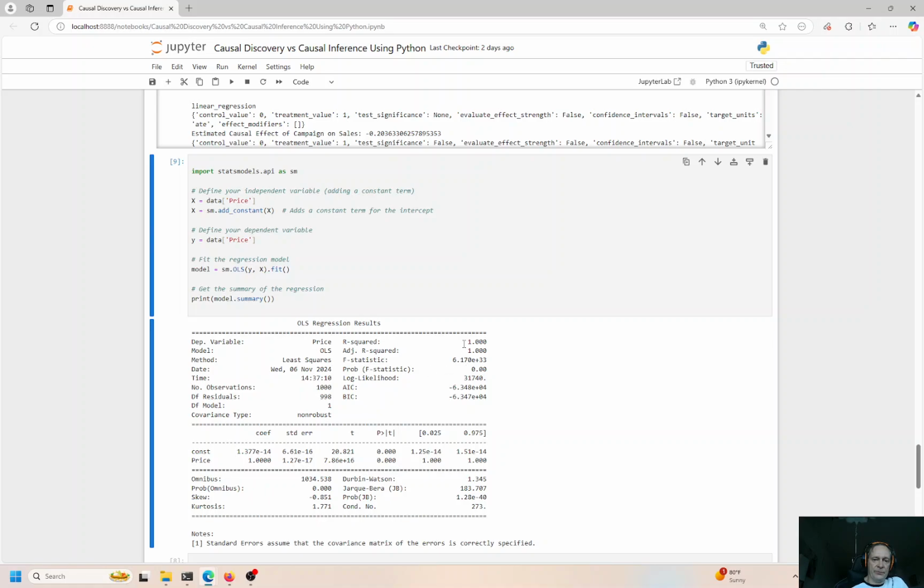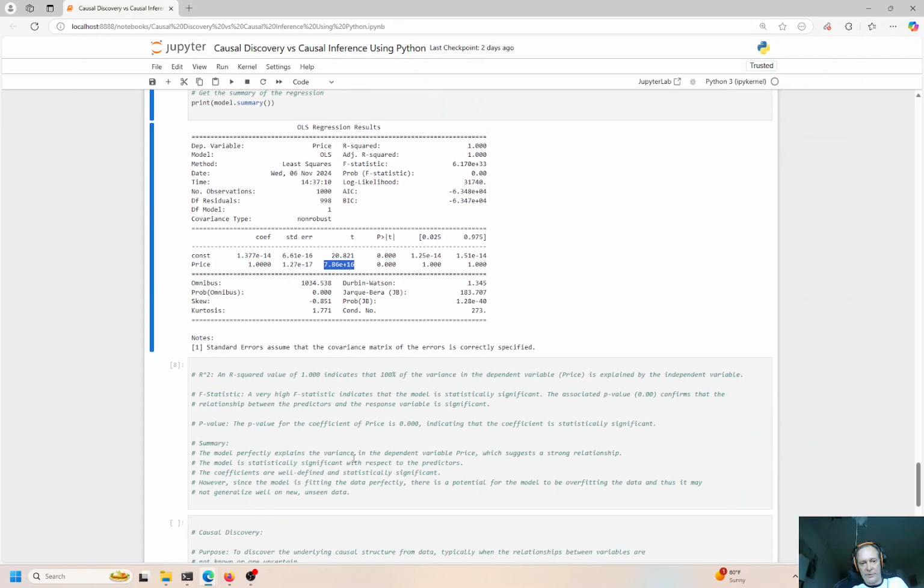Okay, now we have a nice R squared, 1.0. The F statistic is very high. The higher, the better. The p-value is very low down here, right? 0.0, and the t statistic is very high. So these are all statistically significant. So these are some pretty awful numbers.